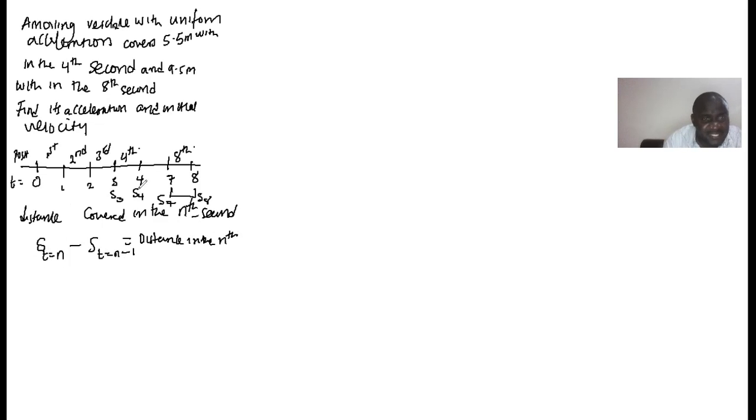They have said the distance covered in the 4th second is 5.5, then the distance covered in the 8th second is 9.5. So what does that mean? It means the distance when time is 4 minus the distance when time is 3 is equal to 5.5 meters. That is equation 1. While for the second case, the distance when time is 8 minus the distance when time is 7 is equal to 9.5 meters.